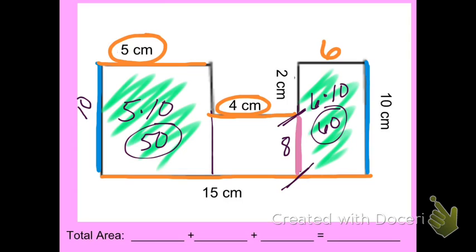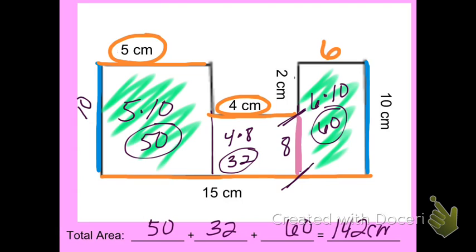Okay? So now we have 4 times 8. What is 4 times 8? 32. Now we need to add our 3 pieces together. So 50 plus 32 plus 60. What do we get? 142. Very good. 142 centimeters. Oh, I almost said cubed. Squared.